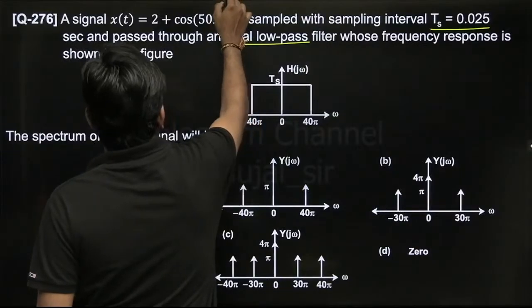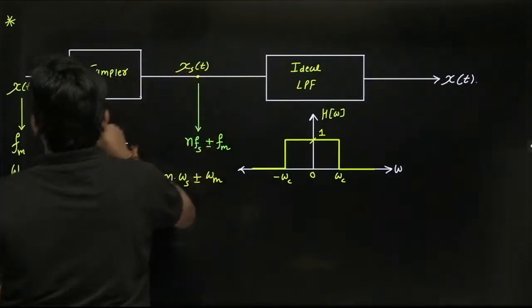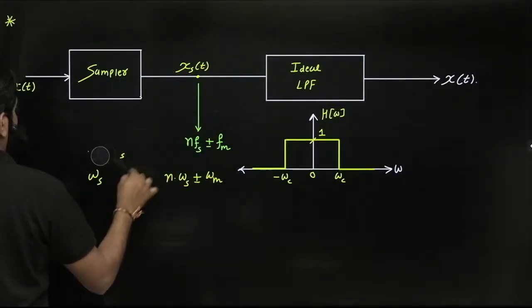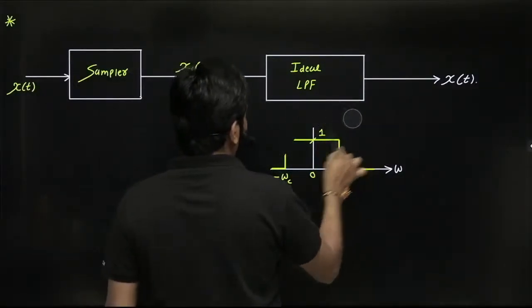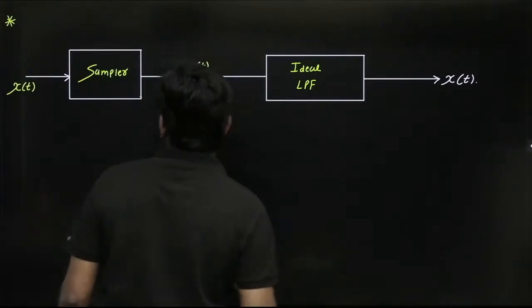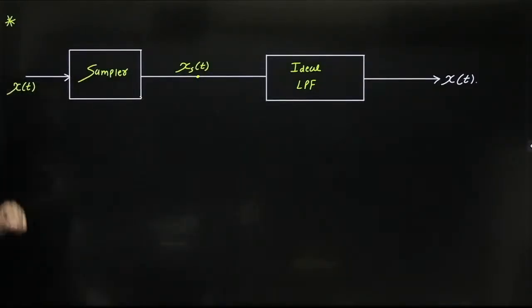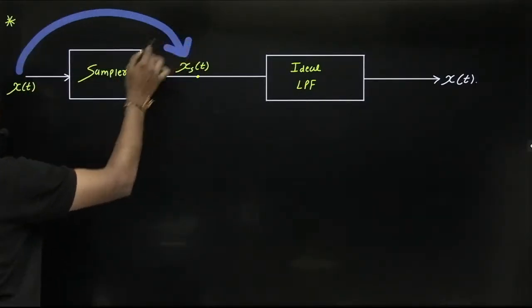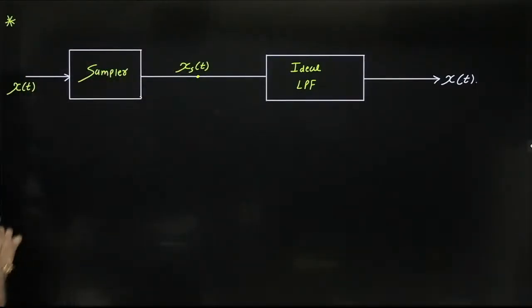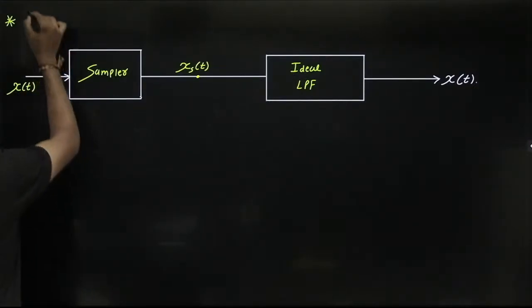Now see, this is the block diagram, the complete block diagram, guys. First of all, this is the signal x of t and we want to convert x of t from a continuous time to a discrete time signal. So we will do the sampling process.